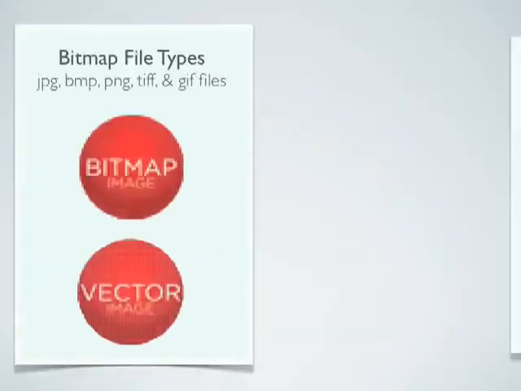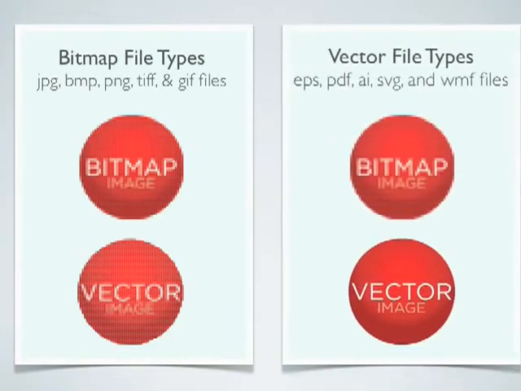Now let's take another look at bitmap and vector file types, because this can be a little bit confusing. If you have a JPEG, BMP, PNG, TIFF, or GIF file, you have a bitmap image inside that file. If a vector image is saved as one of these file types, it has been converted or rasterized to a bitmap image. This, however, is not the case with vector files.